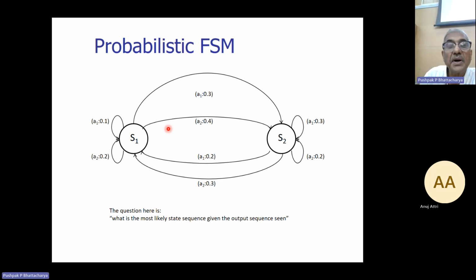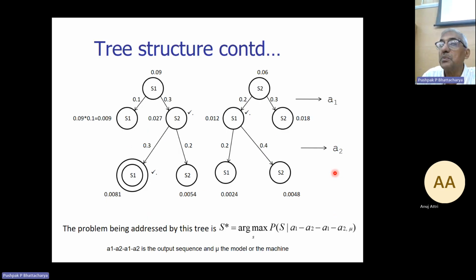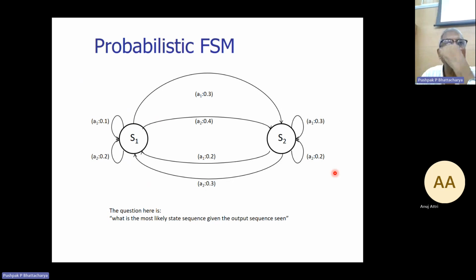So what is the most likely state sequence given an output sequence? So let's see how to compute this. So suppose the output sequence is A1, A2, A1, A2. Okay, A1, A2, A1, A2 is the output sequence. Now we have to find out what is the most likely state sequence, given this information on the automaton.